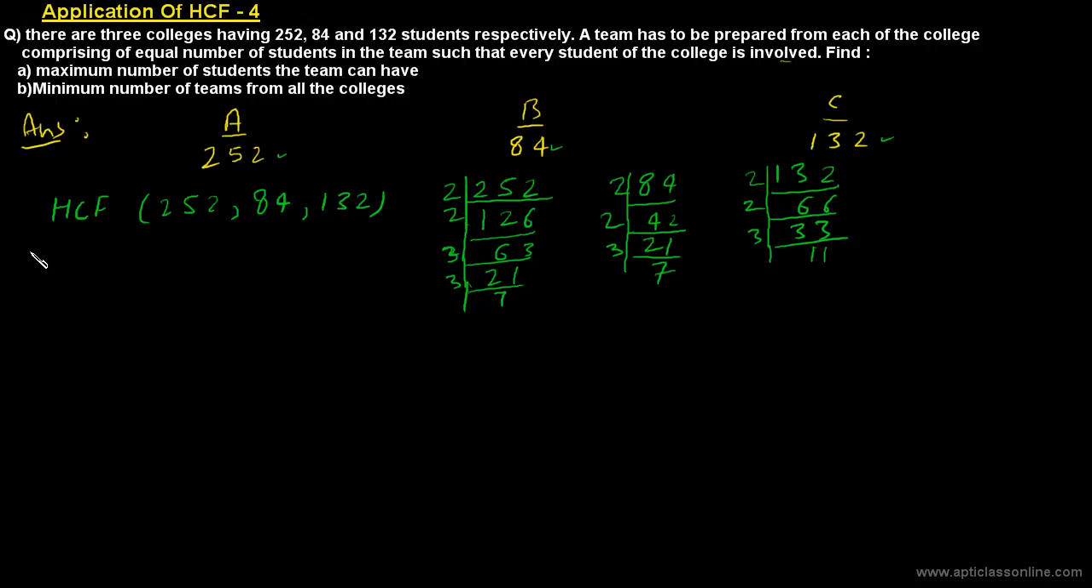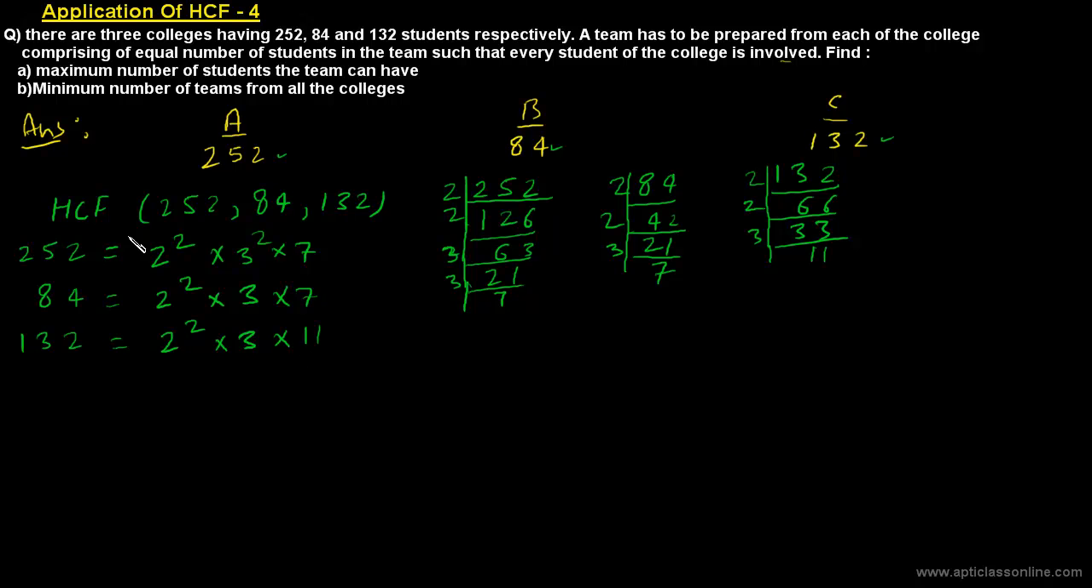So we can write these numbers in terms of prime factorization: 252 can be written as 2 square into 3 square into 7, 84 can be written as 2 square into 3 into 7, and then 132 can be written as 2 square into 3 into 11.